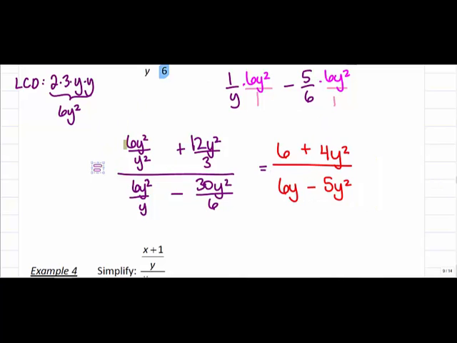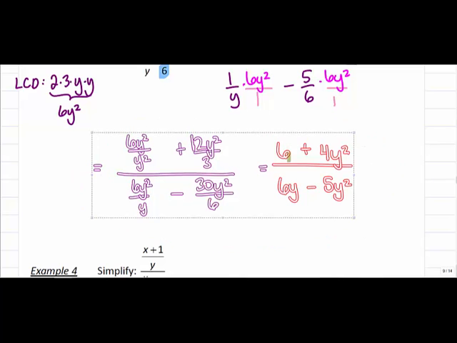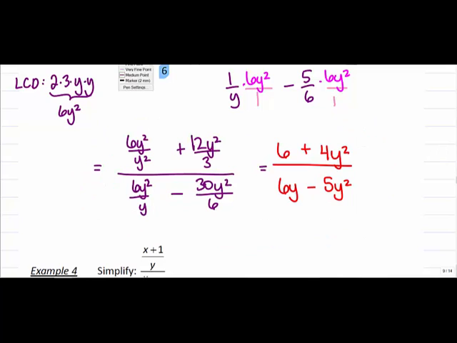Now you could have, if you wanted to, there would be no reason for it, but you could have written the numerator like this, and you could have written the denominator like this, but there's no need to do that because nothing's going to cancel.